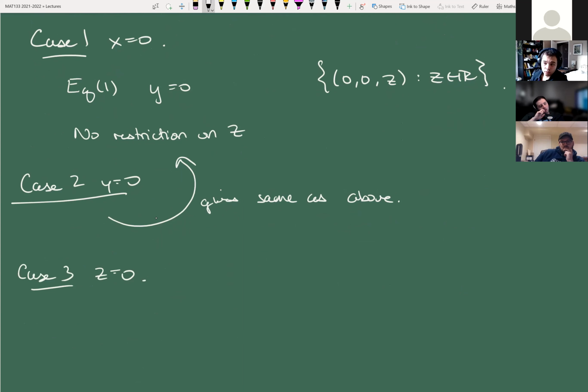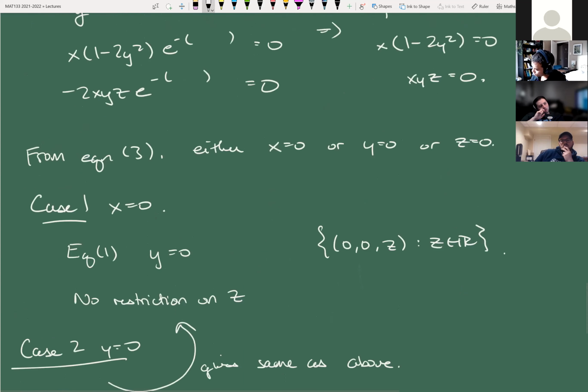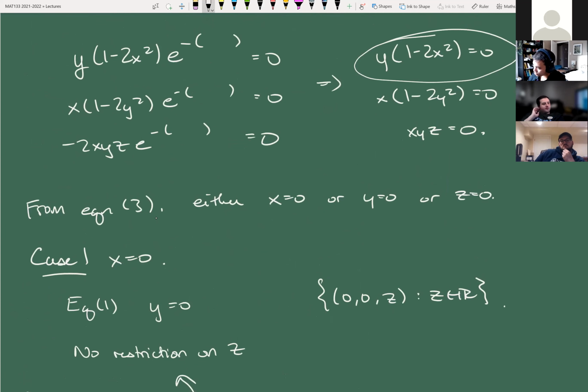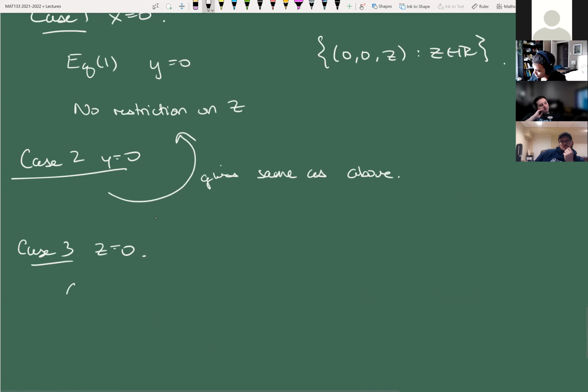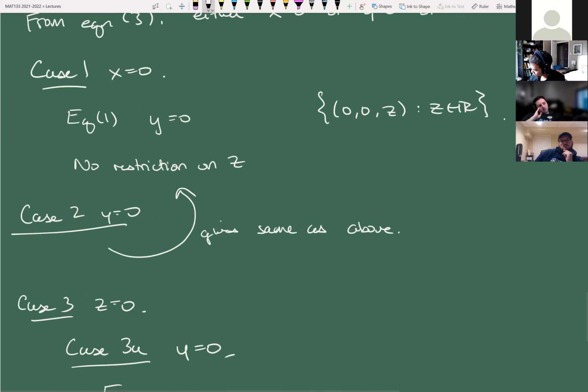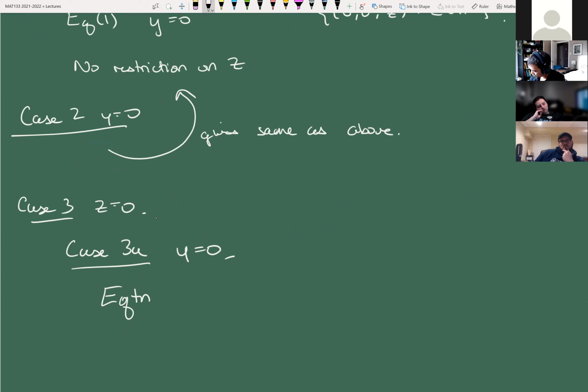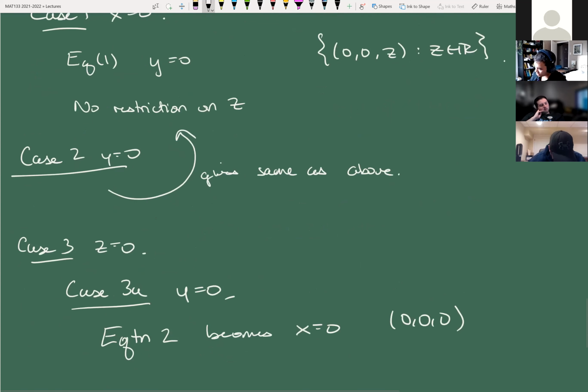So now we still have equation 1 and equation 2. If we look at equation 1, one of these two things has to be 0, right? So either y is 0 or 1 minus 2x squared is 0. So case 3a, let's say that y is equal to 0. Now, if y is equal to 0, equation 1 is done. So equation 2 becomes x is equal to 0. So that gives me the solution 0, 0, 0. But that solution is actually already here, so we didn't actually learn anything new, right?